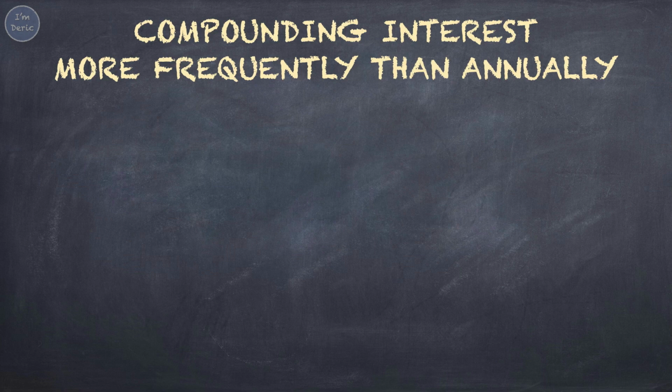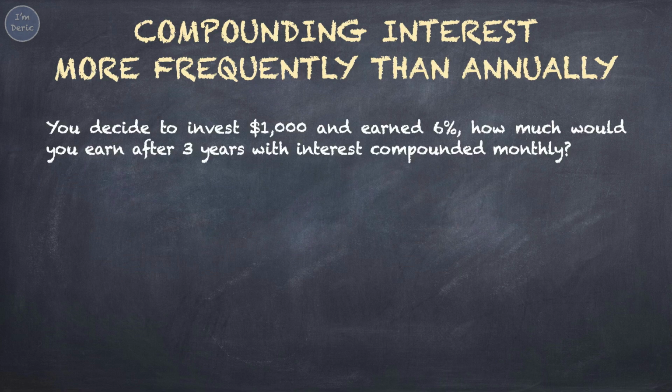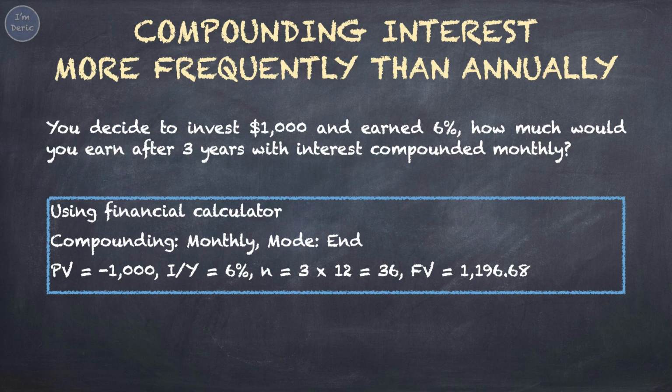Another example. If you decide to invest $1,000 and earned 6%, how much would you earn after 3 years with interest compounded monthly? Using financial calculator, now set monthly compounding and set end mode. Then key in PV equals negative 1,000, IY equals 6%, N equals 3 times 12 is equal to 36. Last step, press FV, you will get the answer.